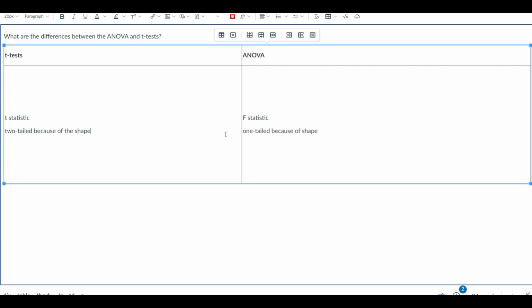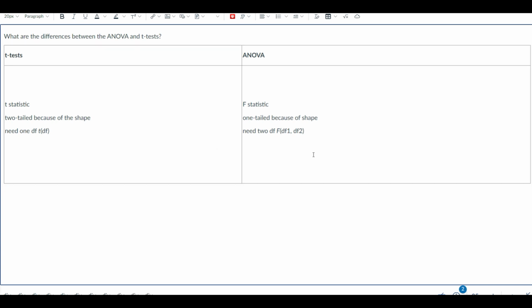Now with a t-test, we only need 1 degree of freedom to determine which curve we're looking at. Whereas with F, we need 2 degrees of freedom. So when you're reporting, we have t and degrees of freedom, right? Just 1, versus with F, we have degrees of freedom for the first one and the second one.